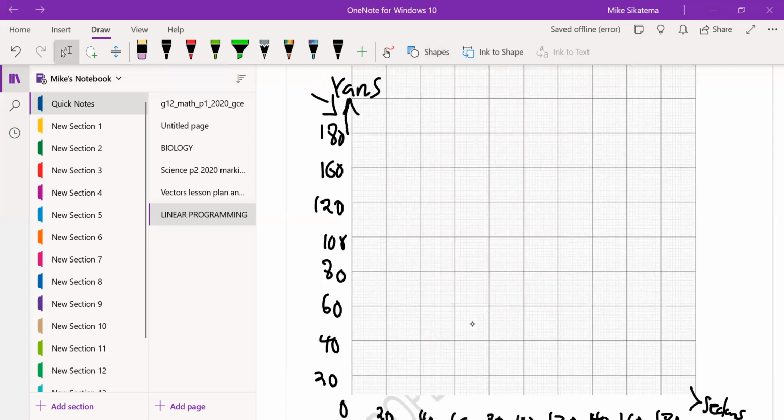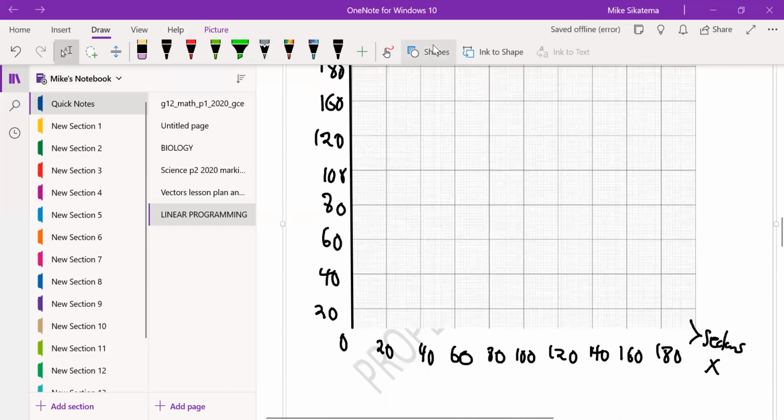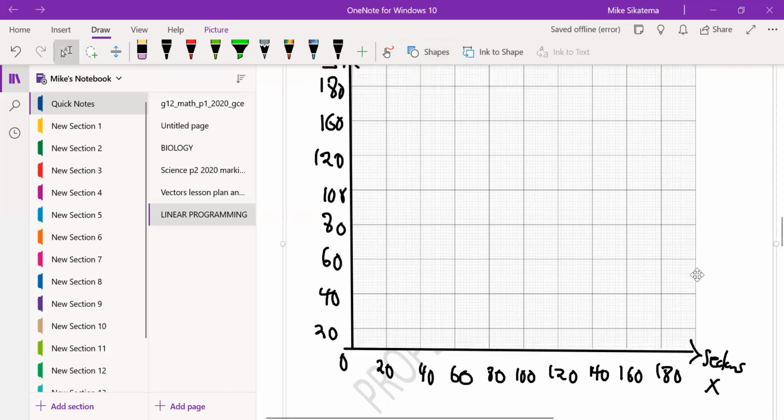So I extend this. Okay. Like so. Then we draw another line. So yeah, something like this.